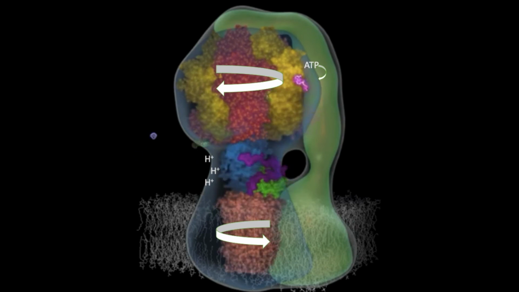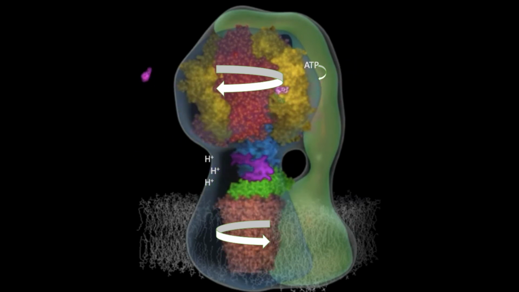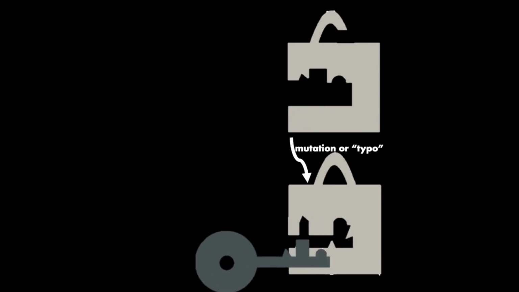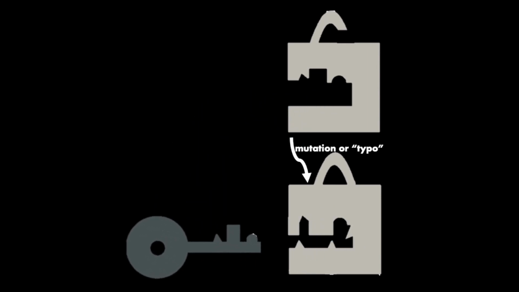So what happens when ATP synthase breaks and why do we care? In our body, we have lots of machines that work to keep us alive. These machines often work like a lock and key. When the information that codes for ATP synthase is written with a typo, otherwise called a mutation, the shape of the lock can change so that the key no longer fits and ATP cannot be made.